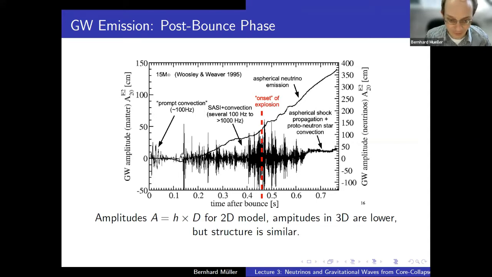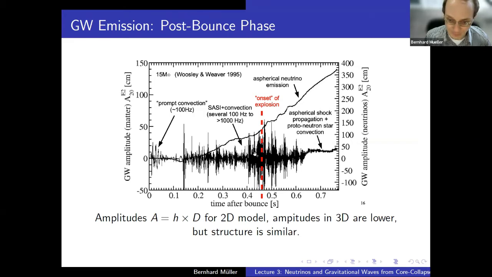Then you'll get a rather quiet phase for a while, and about 100 milliseconds after bounce, typically you see the neutrino heating becoming vigorous and starting convection fully. That's when you start to get more gravitational wave emission again. And this signal now just looks very stochastic superficially. At about a similar time, you often get the standing accretion shock instability kicking in, and that will create patterns that will actually be a bit more regular. We'll see that later on.